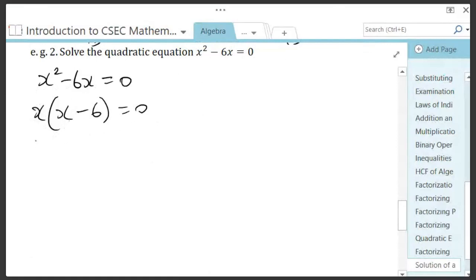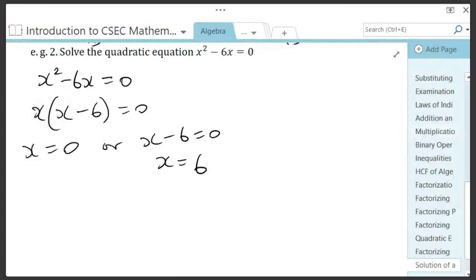Remember, if this is 0, 0 by anything is 0. And if the value of x here makes here 0, then 0 by anything is 0. Okay? So what we do here is we put x is equal to 0, or x minus 6 is equal to 0, and we solve for x. So x is equal to 6. Okay? So that's how we solve that. Please indicate in the chat, let me know if you understand this.